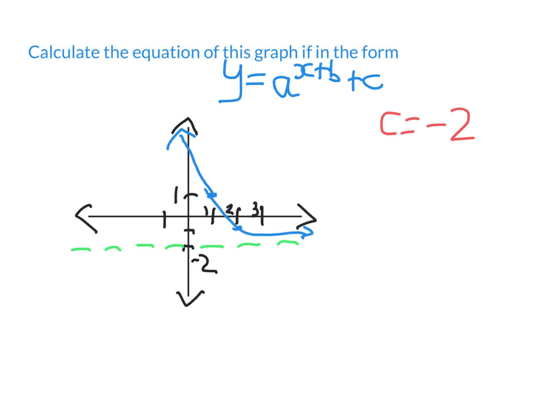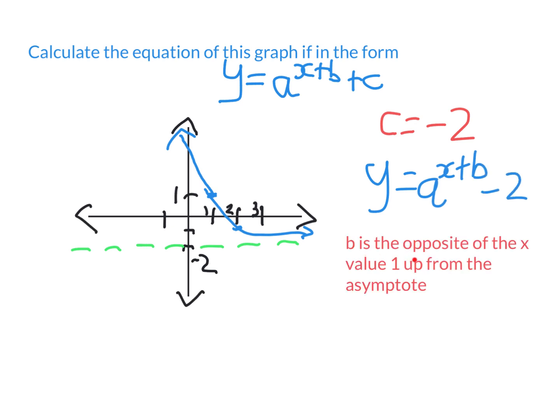Okay, let's update our equation. It will be y equals a to the power of x plus b minus 2. Now to find b, we can just go and find the opposite of the x value 1 up from the asymptote. And that is because b, remember when we did parabolas and hyperbolas, b shifts the graph left and right, but it goes the opposite way you'd expect. B being positive shifts it left, b being negative shifts it right. So the asymptote's here, if we go 1 up from the asymptote, we see here the x value is 2. So the value of b is actually -2. So I'm going to update the equation and I'm going to replace b with -2.